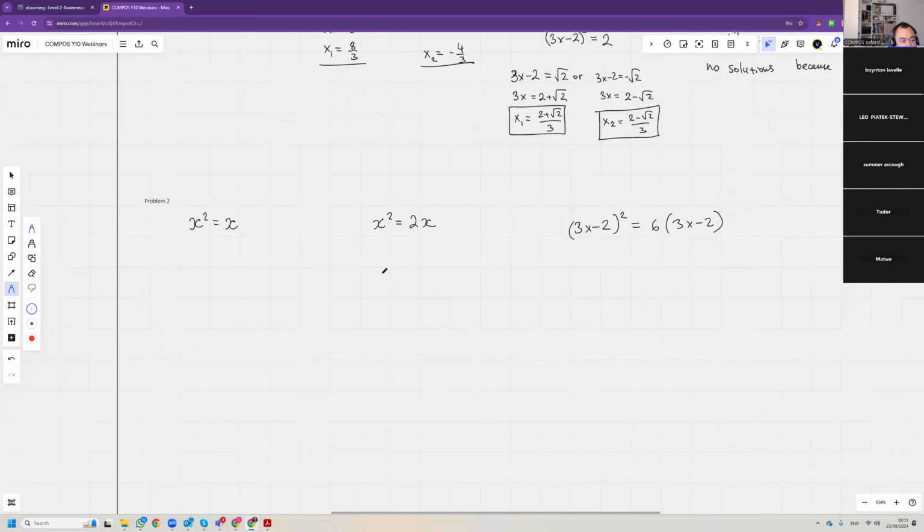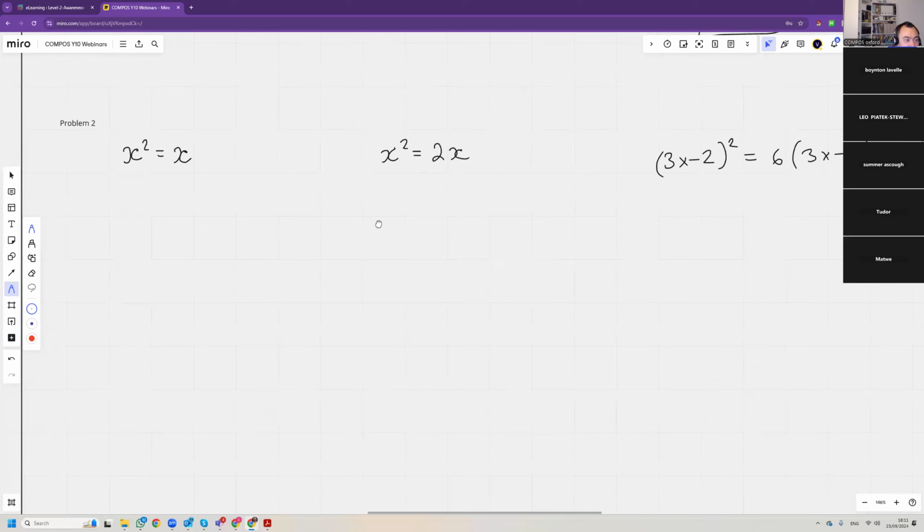Okay, problem 2. This is another example where you solve by inspection. So x squared equals x. What possibilities are there? A number squared equal to itself. David, that's a good one, but almost. It's 0. Yeah, it's 1 or 0. Because 1 squared is 1, and 0 squared is 0. Therefore, there you have two possibilities.